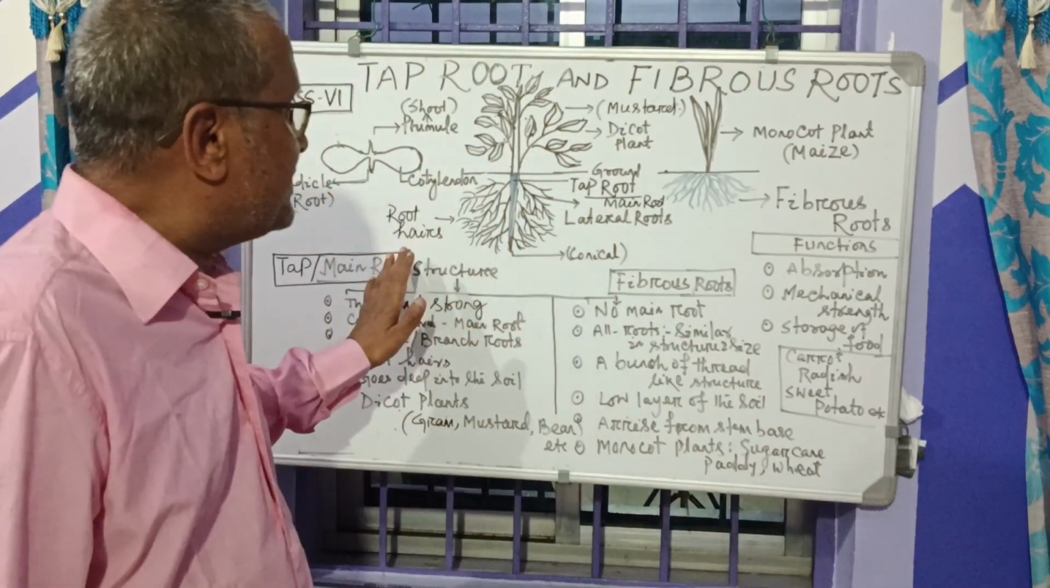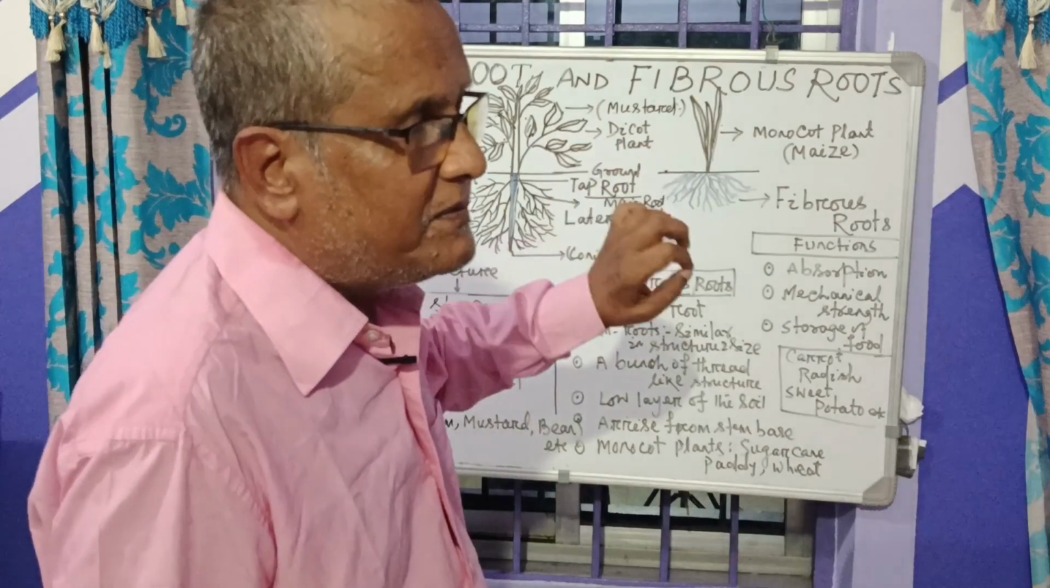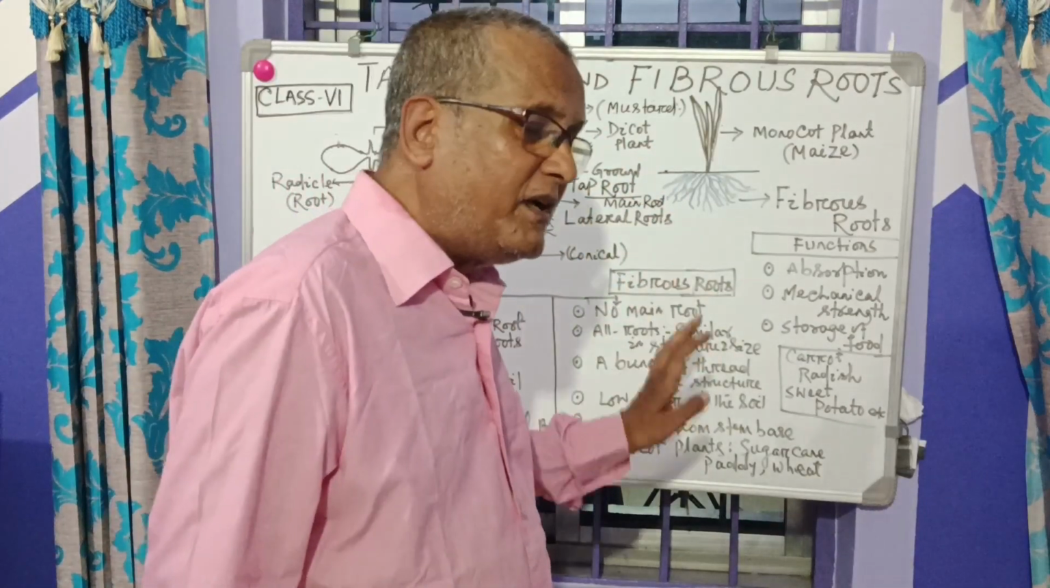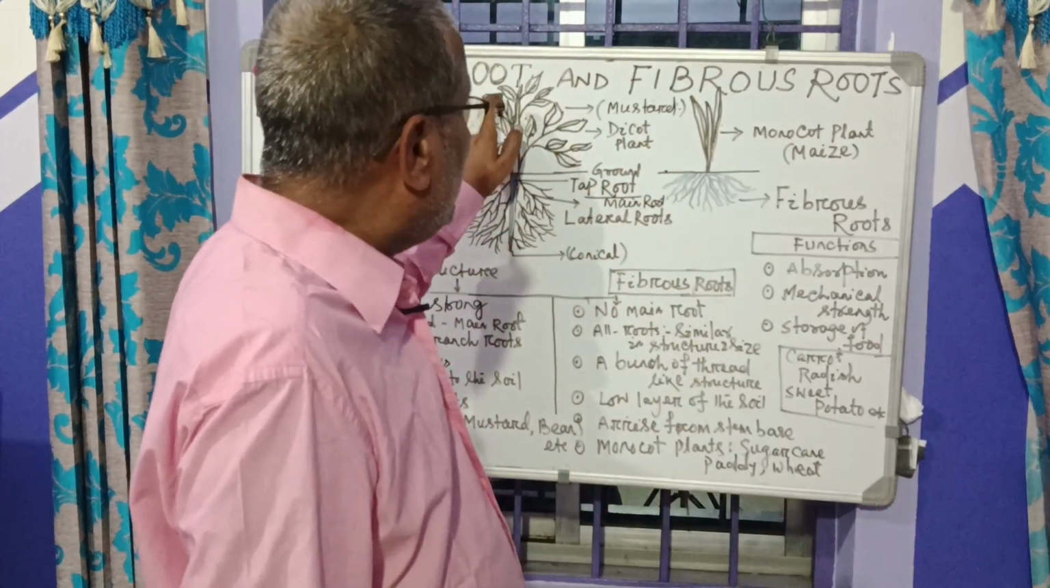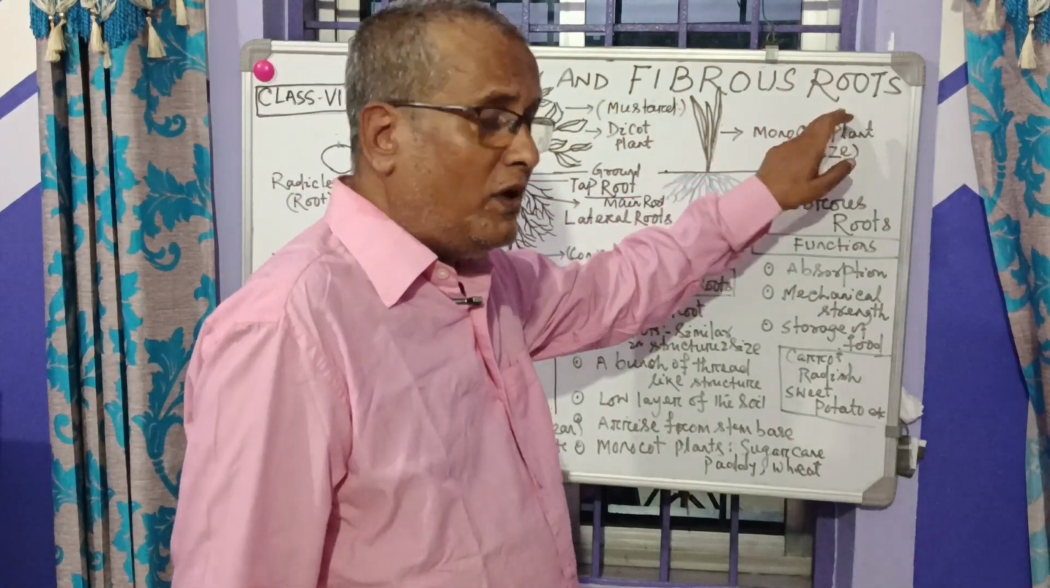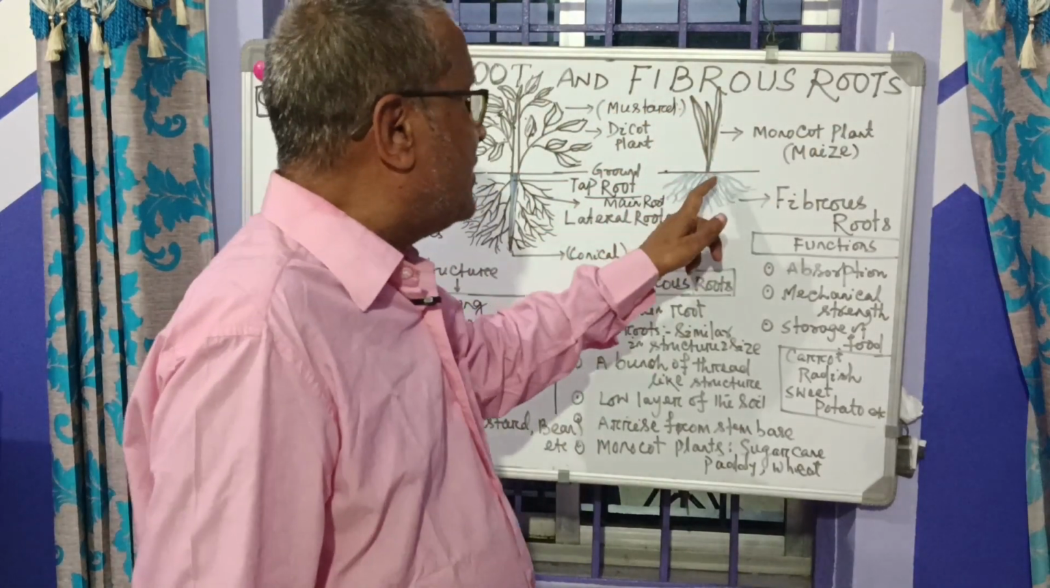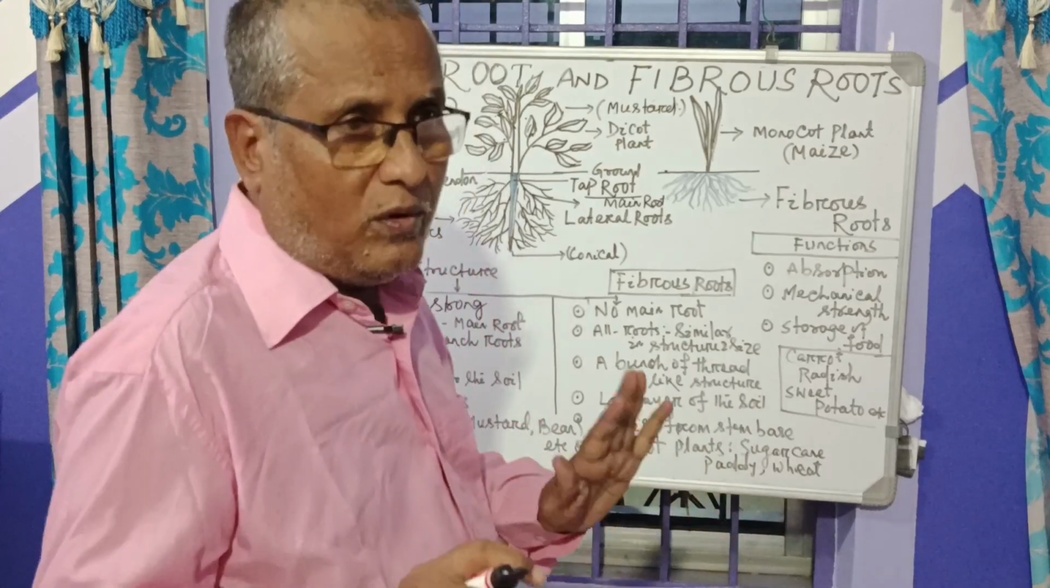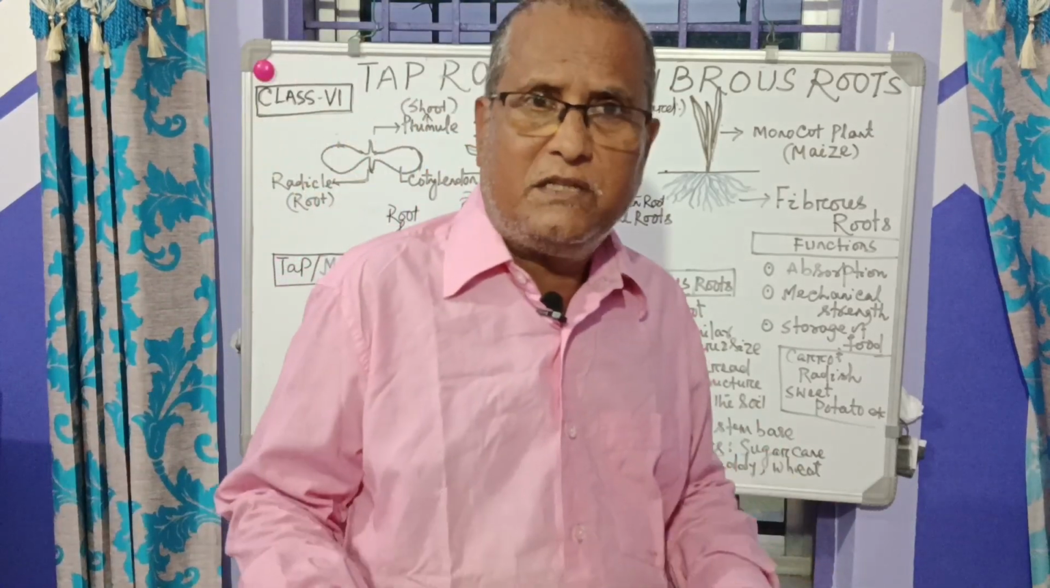Okay? So these are the major concepts and the major differences between taproot and fibrous roots. Here there is only one taproot, but there is no taproot in the fibrous system. Hope your concept is clear.